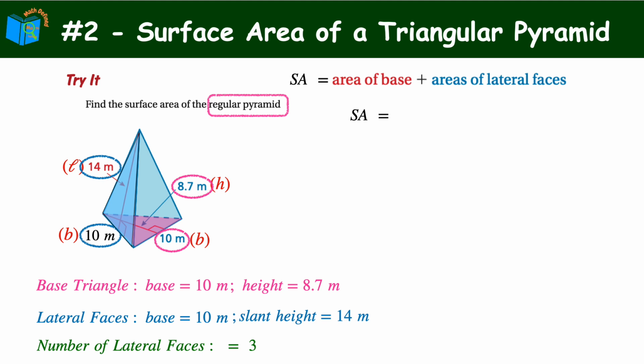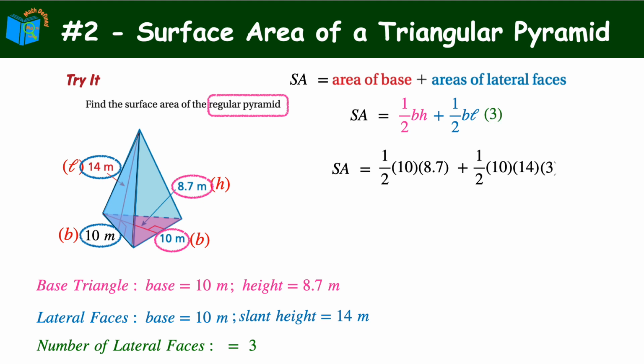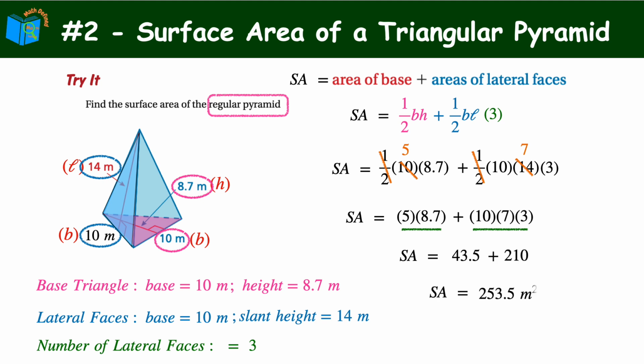Now we have all the information we need to find the surface area for this pyramid. The area of the triangular base is 1/2 base times height. Now for the lateral faces, 1/2 the base times the slant height. And again, since there are 3 lateral faces, we multiply this by 3. Now let's see if we can get rid of these fractions. 1/2 of 10 is 5, and 1/2 of 14 is 7. Next, we'll multiply and then add to get a total surface area of 253.5 square meters.